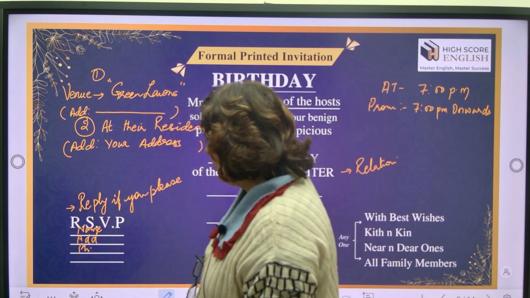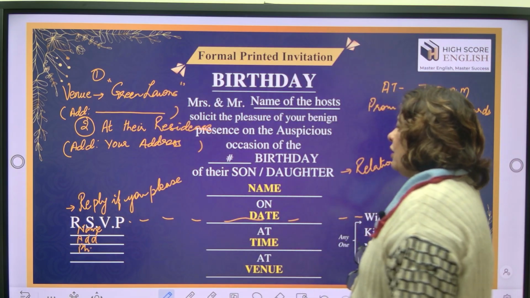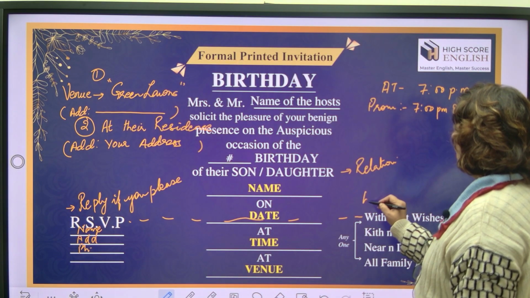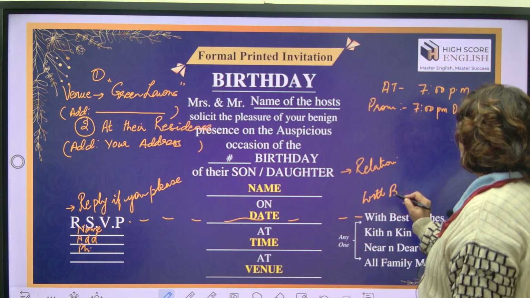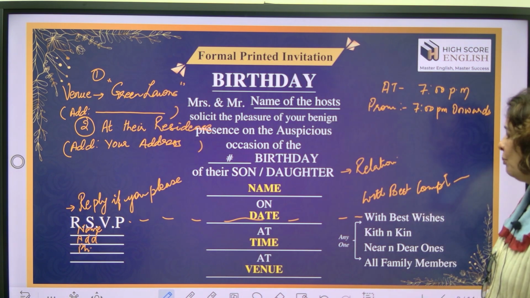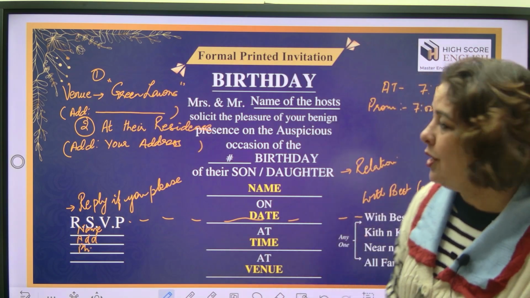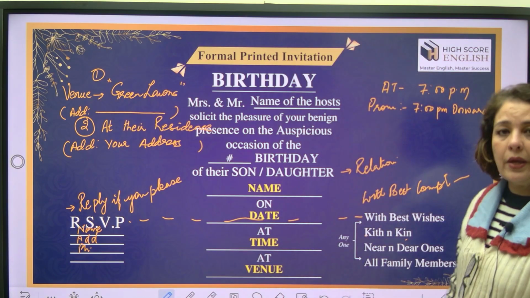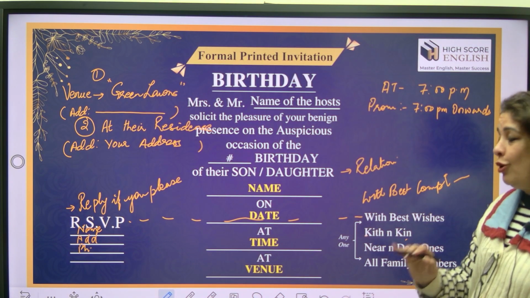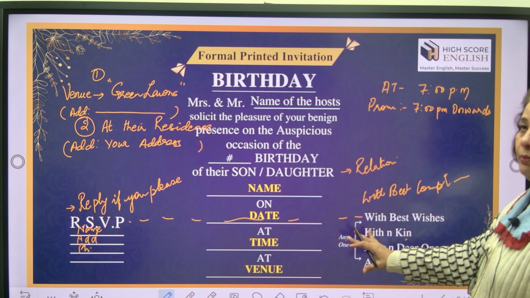That's it. RSVP. Parallel to RSVP, on the right hand side, you are going to write with best wishes, or you can write with best compliments. Okay, with best compliments. Kith and kin, it's an archaic English, ancient English, which means near and dear ones. Okay, near and dear ones, all family members. Don't write all of them, just write anyone. Fine. So this is the birthday one.